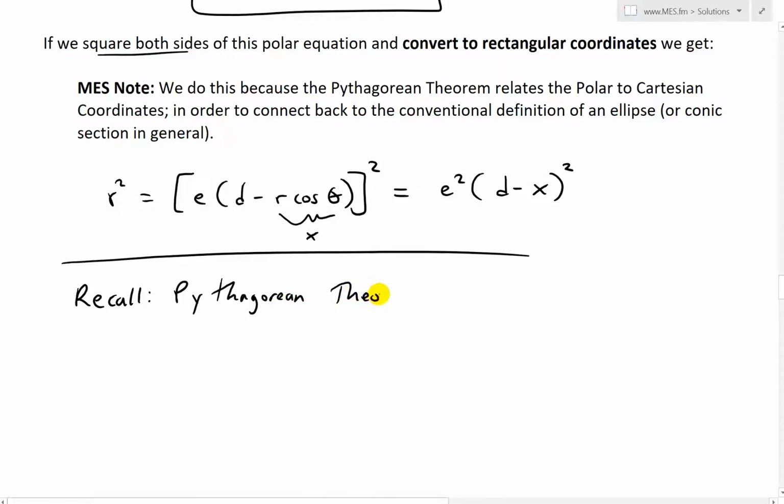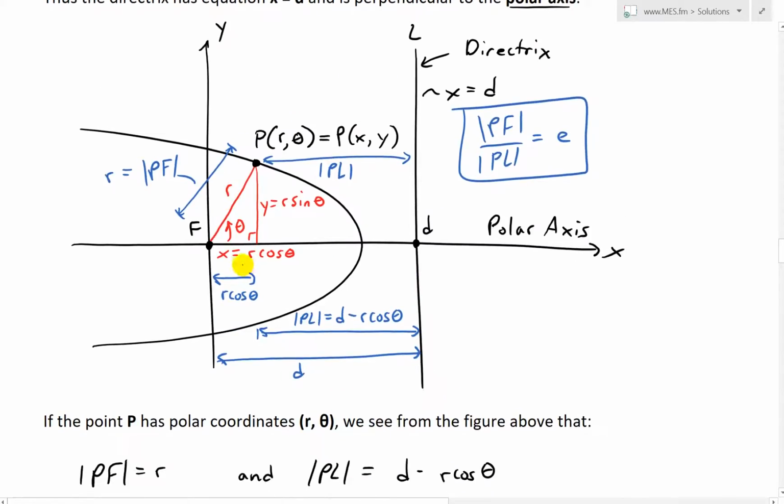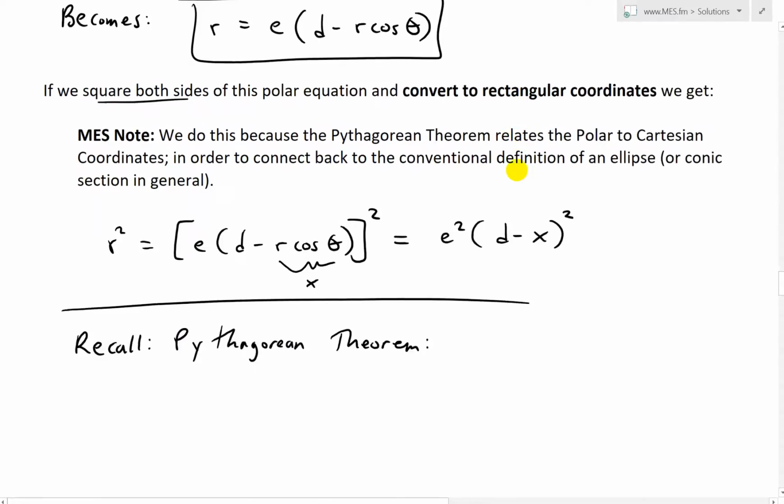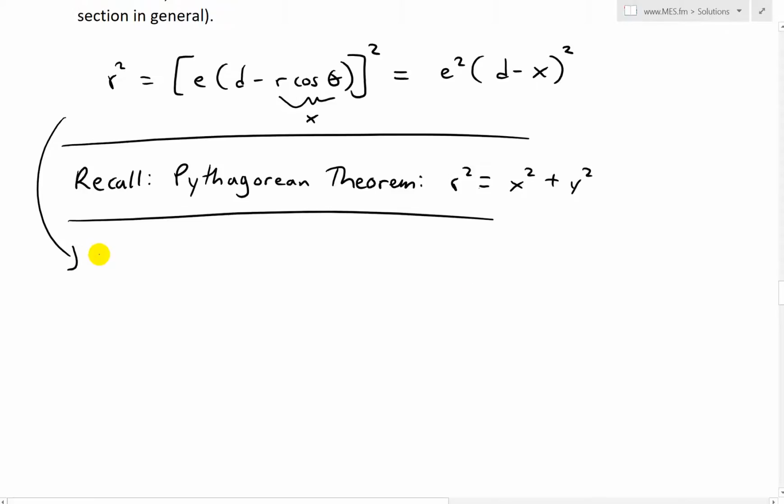Pythagorean theorem for the connection between the polar coordinates and the Cartesian. So we have r, this is the x and y. Remember, r squared equals x squared plus y squared, just using the Pythagorean theorem there. Here, let's write it down. So r squared equals x squared plus y squared. Then we could bring this down here and get over here.